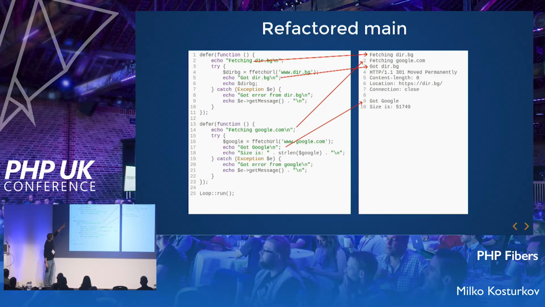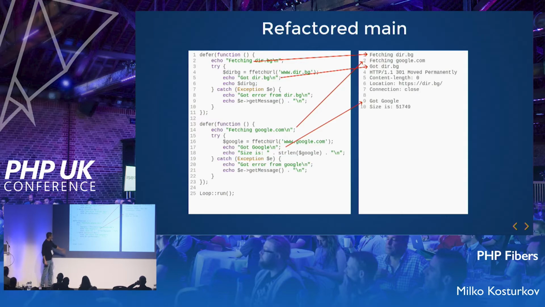We're going to start fetching DRBG again, and the order becomes the same, but instead of callbacks, we're just going to call the fetch URL from outside. There are no callbacks. We don't know that this is asynchronous. It doesn't look asynchronous. We just get the contents. We handle the exception being thrown as a normal exception.